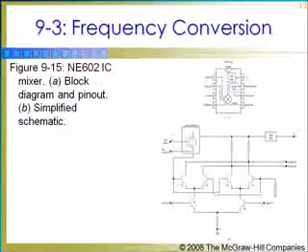The circuits show the details of the mixer itself. The first one is the block diagram and the pinout, and the second one is the simplified schematic. Bipolar transistors Q1 and Q2 form a differential amplifier, with current source Q3, and Q4 and Q5 form another differential amplifier with current source Q6. Note that the inputs are connected in parallel.